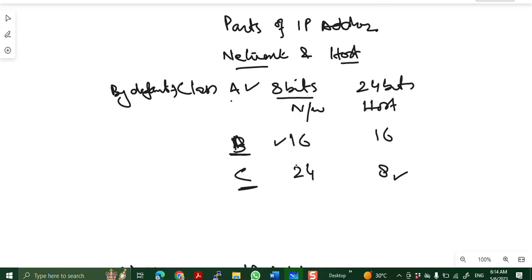So these are the portions of an IP version 4 address: network portion and host portion. It is very important that you know the default bits in the host portion and the network portion. I hope you are understanding me, right?